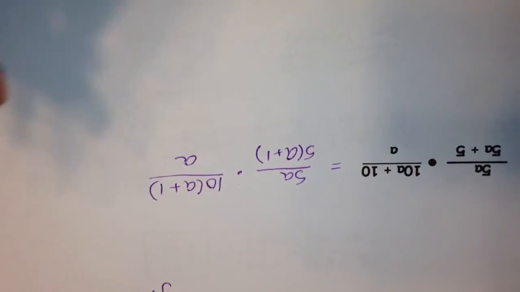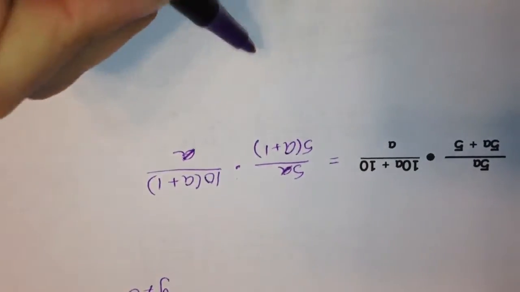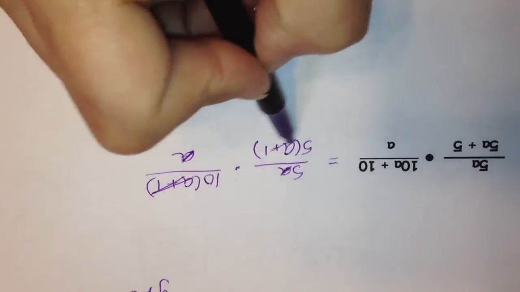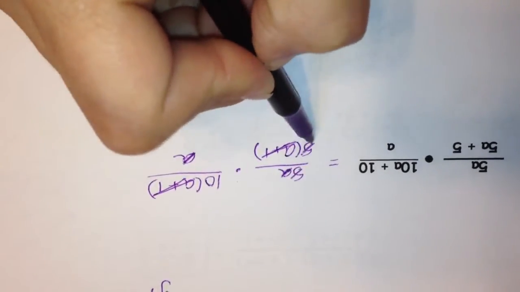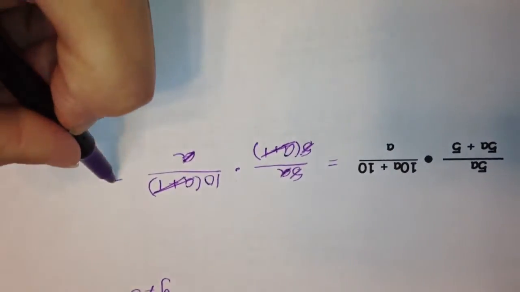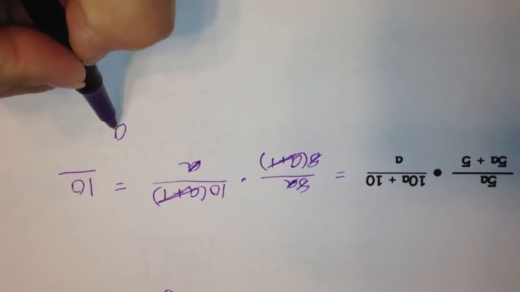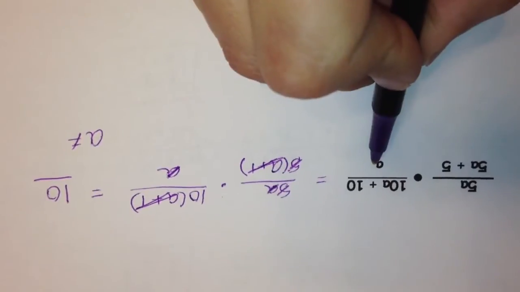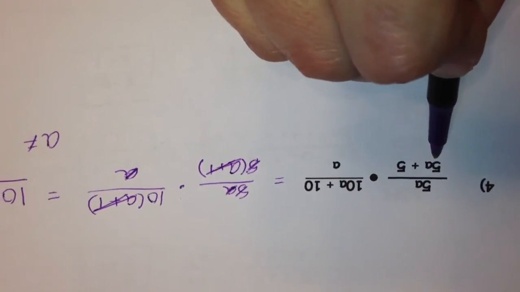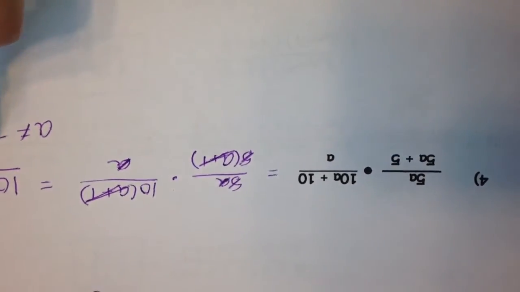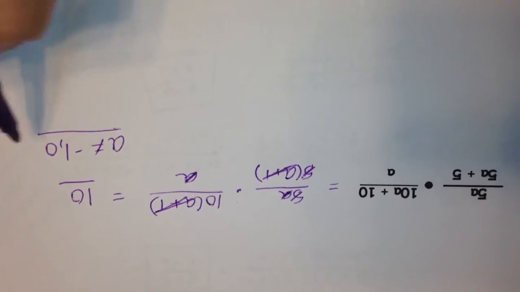So now when I simplify this, a divided by a is 1. A plus 1 divided by a plus 1 is 1. Here I have 5 divided by 5, and everything's canceled out except for the 10. And remember to restrict the domain. Right here, a cannot equal 0. And right here, a cannot equal negative 1. So negative 1, 0 are my restrictions.